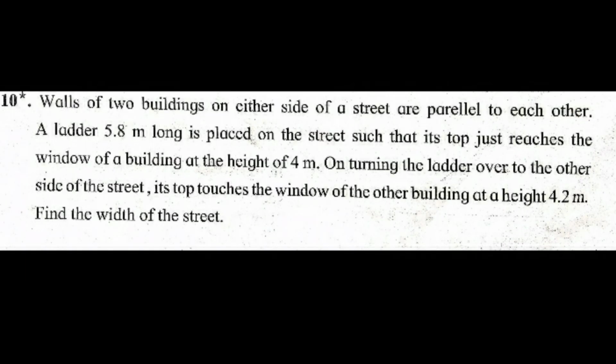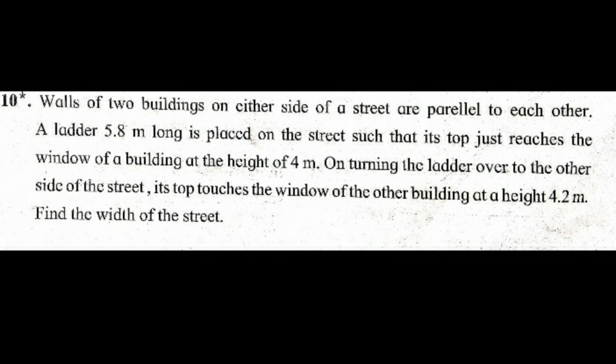Last question, question number 10. Walls of two buildings on either side of a street are parallel to each other. A ladder 5.8 meter long is placed on the street such that its top just reaches the window of a building at the height of 4 meter. On turning the ladder over to the other side of the street, its top touches the window of the other building at the height of 4.2 meter. Find the width of the street.